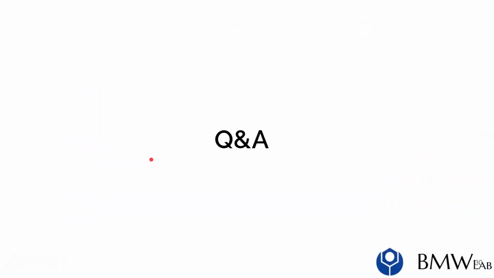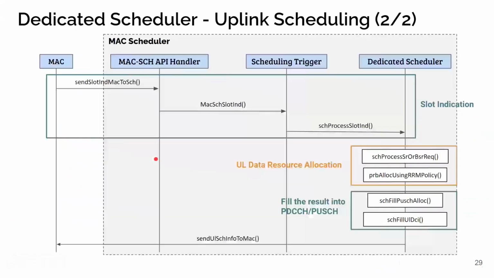Okay, this is my presentation, and it's Q&A time. So, how does the scheduling result get sent to the physical layer? I guess finally you send the uplink scheduling to MAC, then MAC passes it to the physical layer. Yeah, okay.